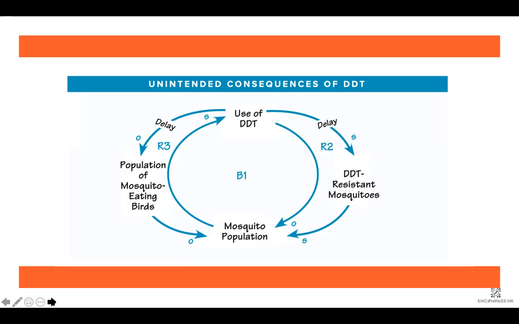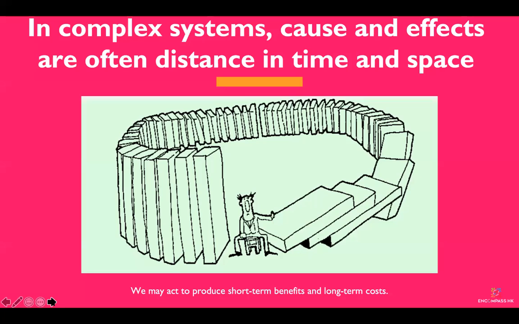On the left there, if you use DDT, the number of mosquito-eating birds will also decrease, because there's less mosquito, and then because the bird population decreases, you will also increase the mosquito population. So it's a very complicated system here. In a complex system, cause and effects are often distant in time and space. The effect is not immediate. And I will show you a very short video in a moment to illustrate that in real life.